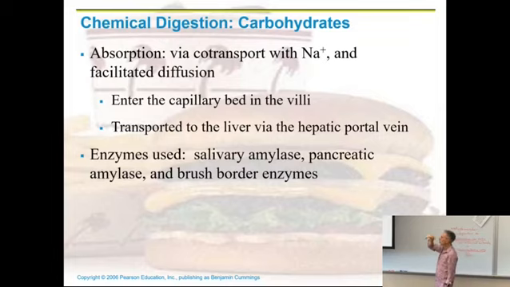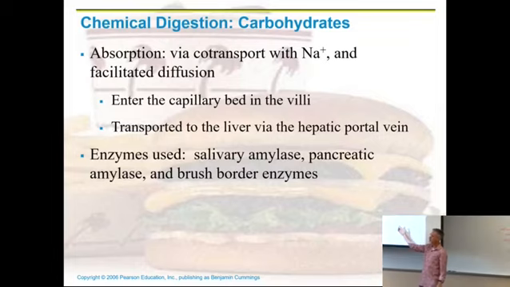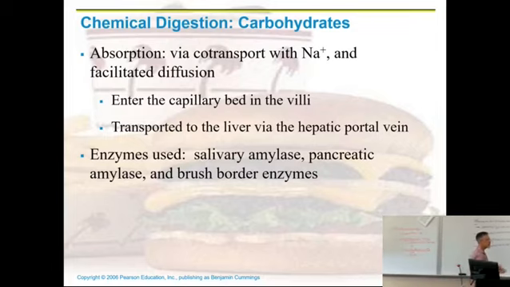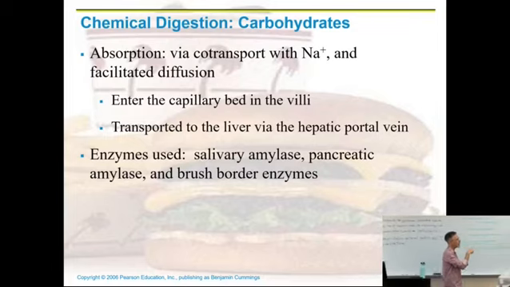And then finally, once we break it down small enough, the whole idea is to break it down small enough so we can absorb it across the body wall, put it into the blood, and give it to the cells around the body. How do we actually absorb it across the body wall? How do we absorb it across the intestinal wall? What's the mechanism? Is it osmosis? Is it diffusion? Is it active transport? Things like that. Okay?